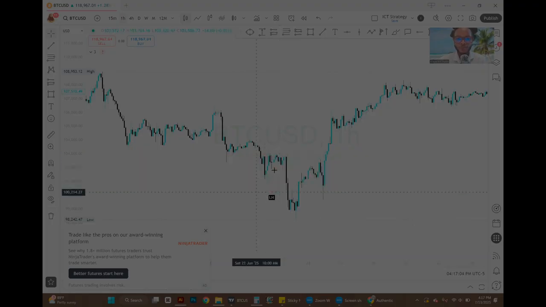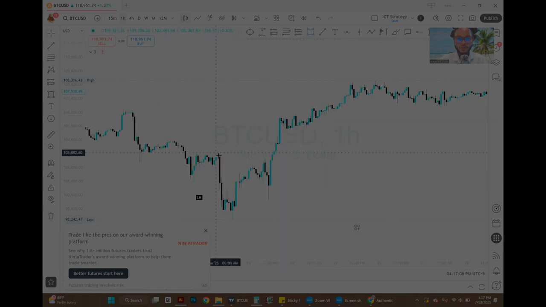So this would be a great example right here. We have an impulsive move to the downside, and price has to fill this area, correct? So we will wait for price to get to this position with this area being our protected low.